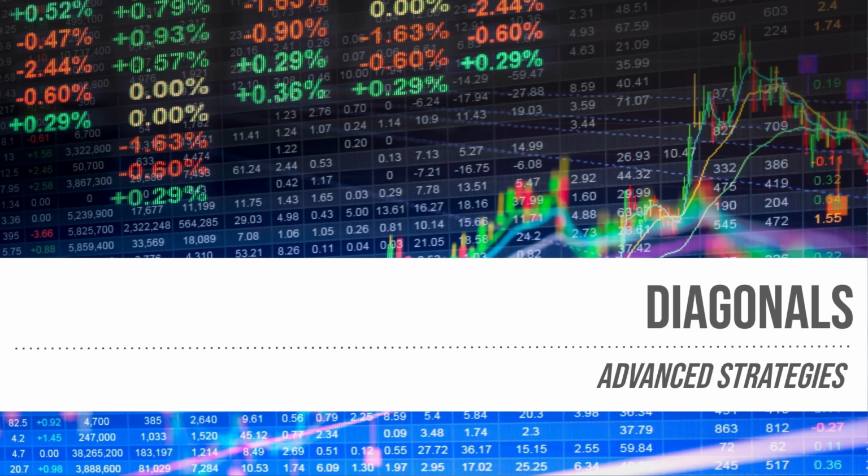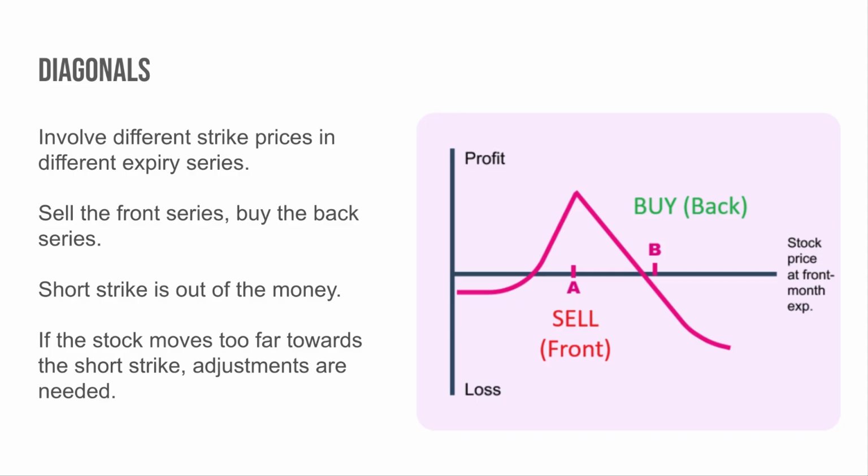In this video, we're going to look at diagonals. Diagonals are also time spreads like the calendar. So again, we are going to sell the front expiry series and then buy the back expiry series. However, this time we're going to be using different strike prices instead of the same one. Both strikes are going to be out of the money.